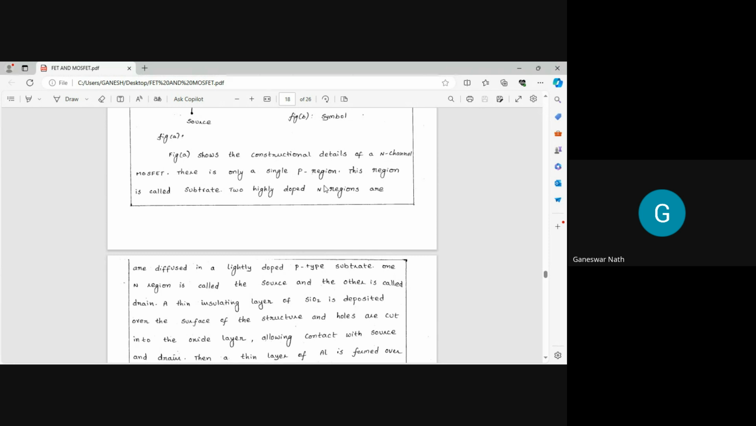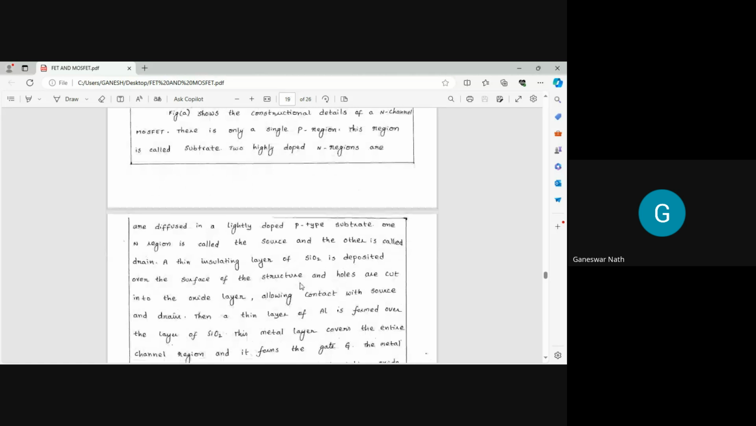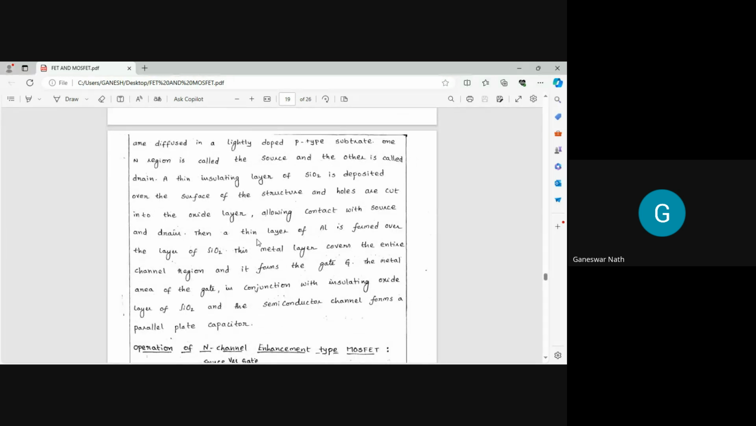So there is only a part. I told about all the details here. So here also I told a thin insulating gate layer of silicon put at the gate, so that the gate became isolated. Okay, and there is also a thin layer of aluminum formed over the layer of silicon oxide, and the metal layer covers the entire channel region, and it forms the gate G actually. So the metal area of the gate in conjunction with the insulating oxide layer of silicon oxide and the semiconductor channel forms a parallel plate capacitor. Okay.